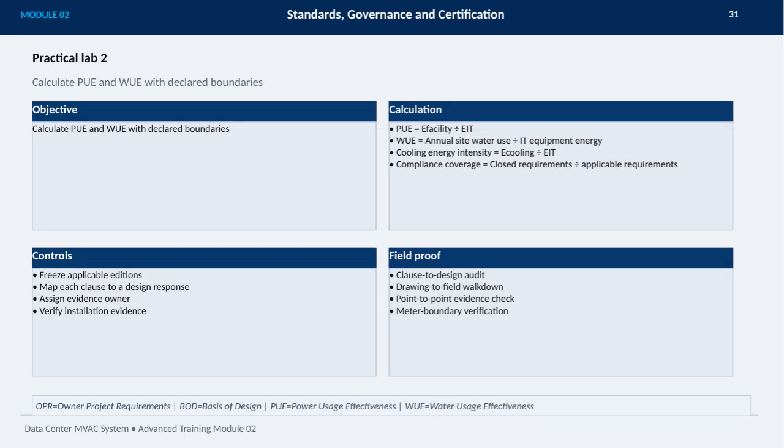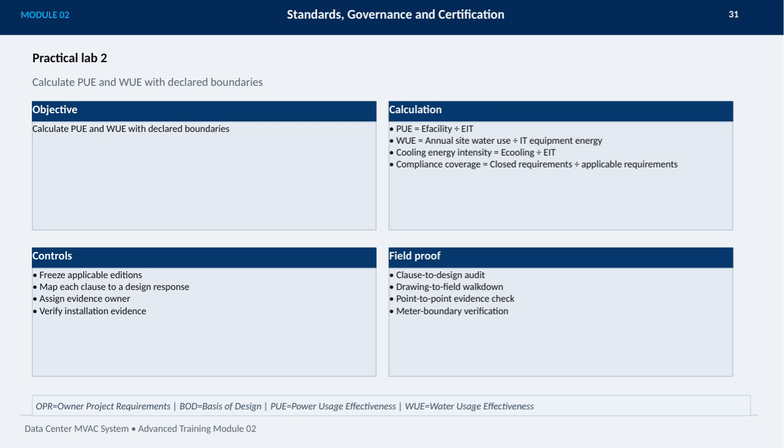In this practical lab, our main objective is to calculate PUE and WUE using declared boundaries. PUE, or power usage effectiveness, is calculated by dividing the total facility energy by the energy consumed by IT equipment. WUE, or water usage effectiveness, is found by dividing the annual site water use by the IT equipment energy. We also look at cooling energy intensity, which is the cooling energy divided by IT energy, and compliance coverage, which measures how many requirements are met out of those applicable.